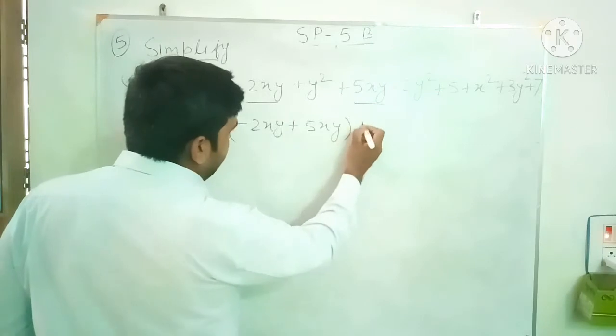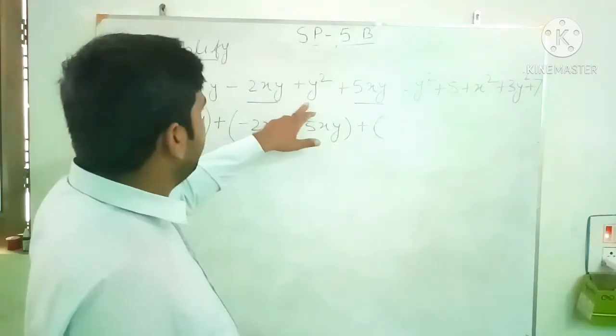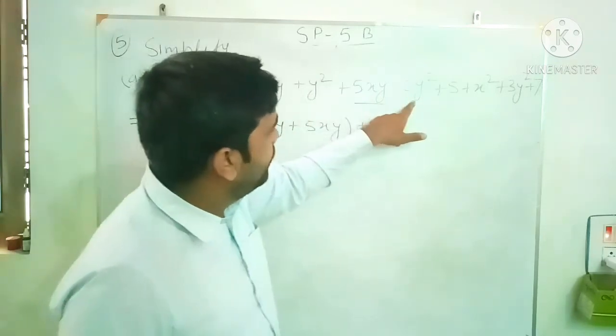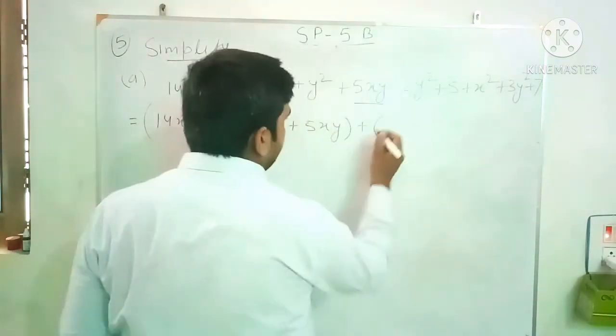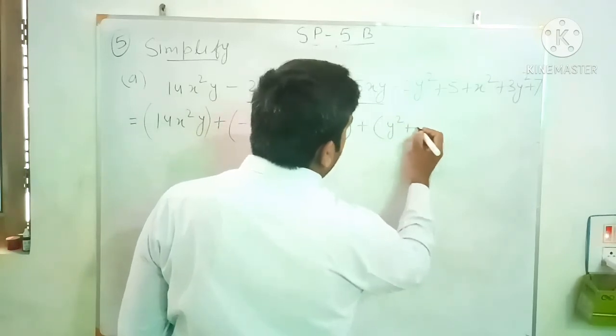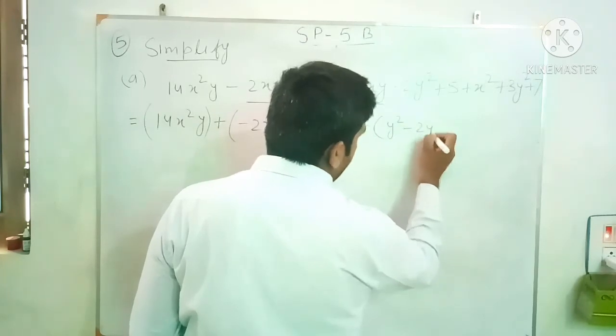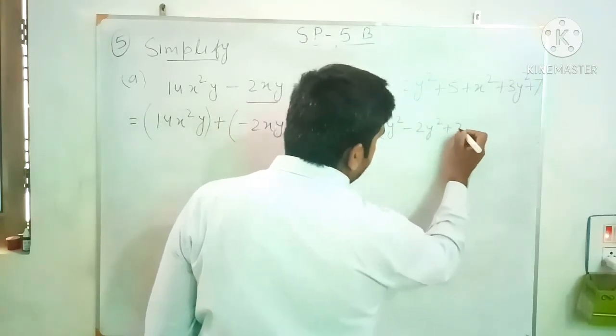plus 5xy. Plus the third group, we create the terms containing y square. How many terms containing y square are there? 1, 2 and 3 terms are there. So write it in this bracket: y square plus y square minus 2y square plus 3y square.